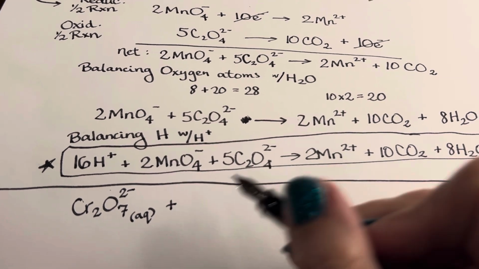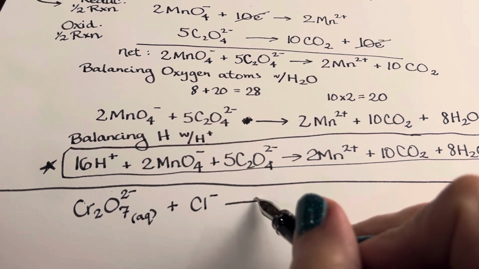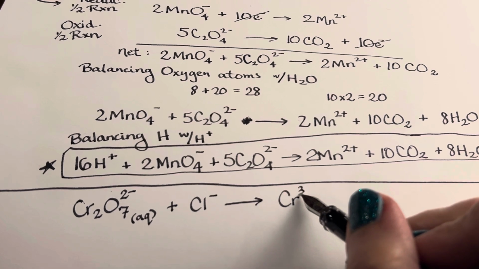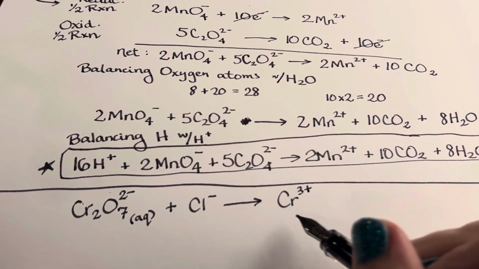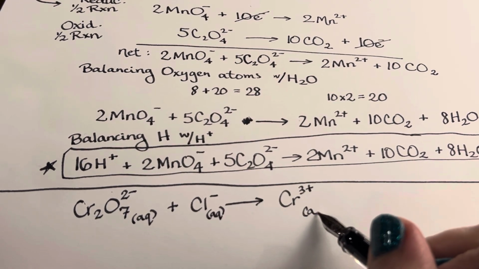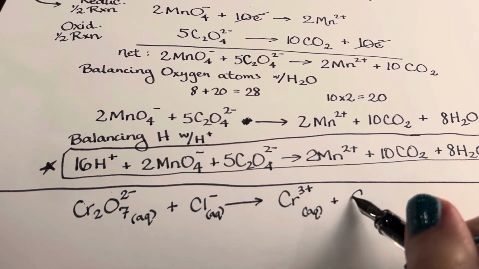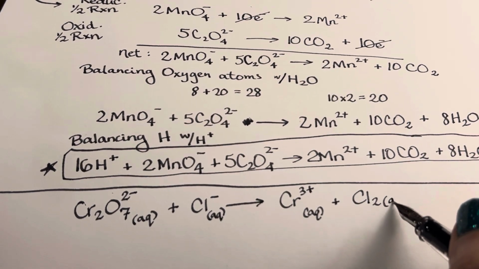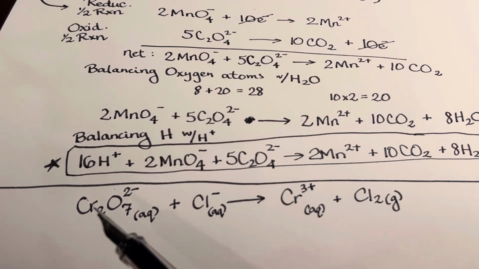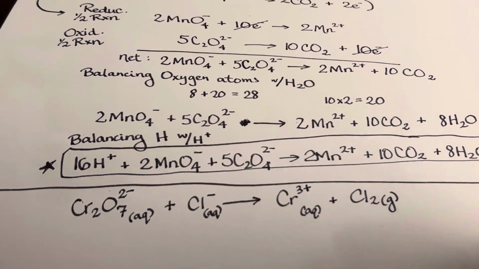And when that reacts with chloride, you get a redox reaction. And so one of the products you get is chromium-3, aqueous, and chlorine gas. So first thing you do, you go through and identify the oxidation numbers.